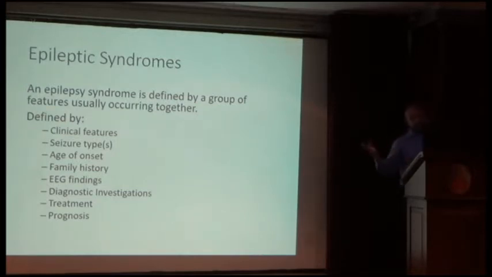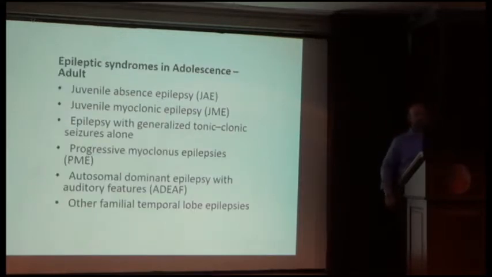So I'm not going to talk about childhood epilepsy, but in adults, these are the epilepsy syndromes that we would generally encounter. Juvenile absence epilepsy, juvenile myoclonic epilepsy, epilepsy with generalized tonic-clonic seizures alone, and 3 other epilepsy syndromes which are not that common, and these 3 are the more common epilepsy syndromes that we as adult neurologists would generally encounter. Right, so just a little bit about epilepsy syndromes and the diagnosis of epilepsy syndromes.